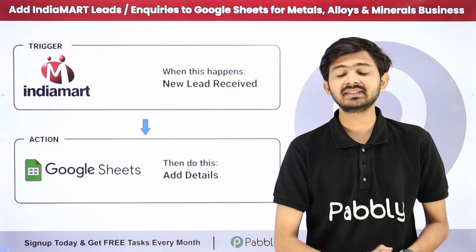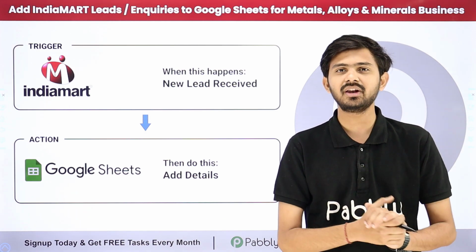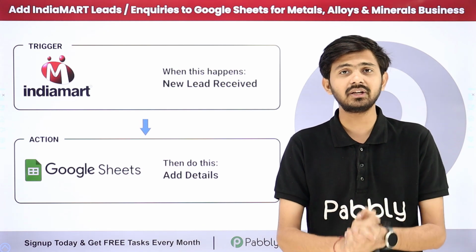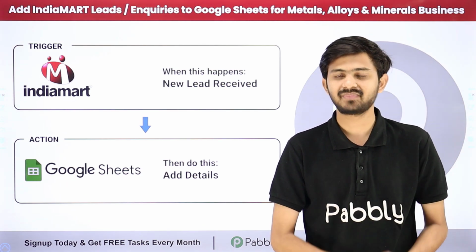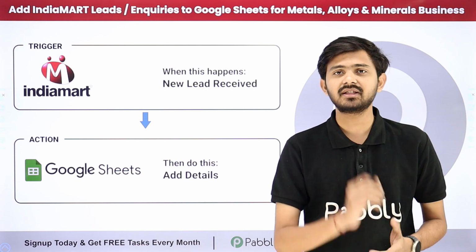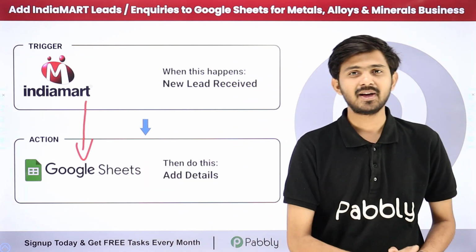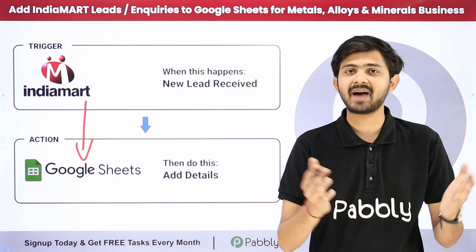Whenever I receive a new lead or an inquiry through IndiaMART, I want to automatically add the details of the lead and inquiry in my Google Sheet spreadsheet. To do this automatically, I just need to build a connection between IndiaMART and Google Sheets. For building this connection, I'm going to use Pabbly Connect.